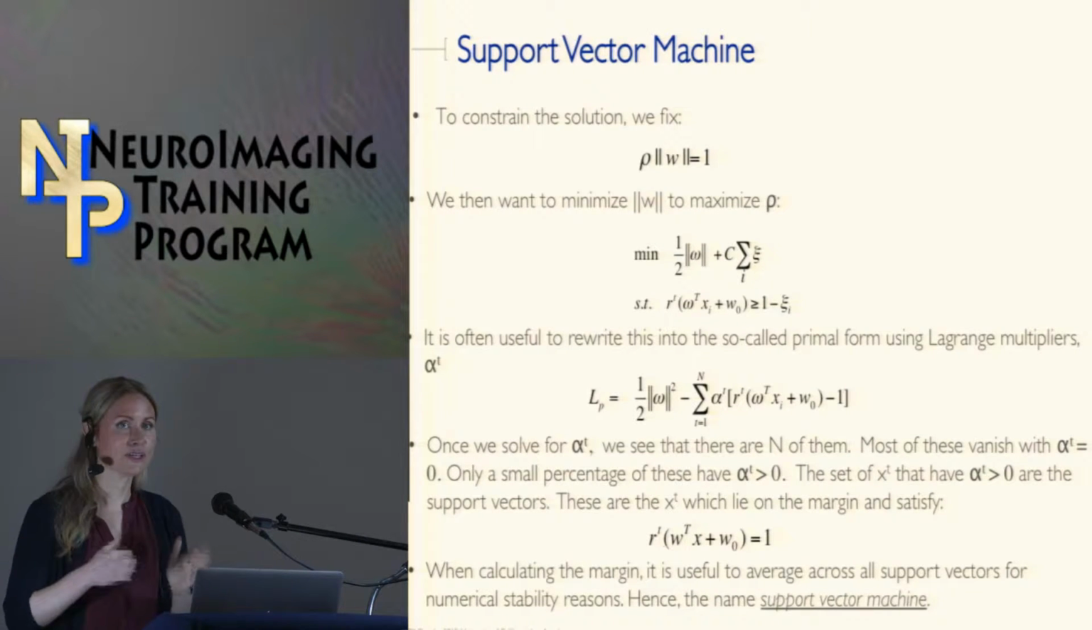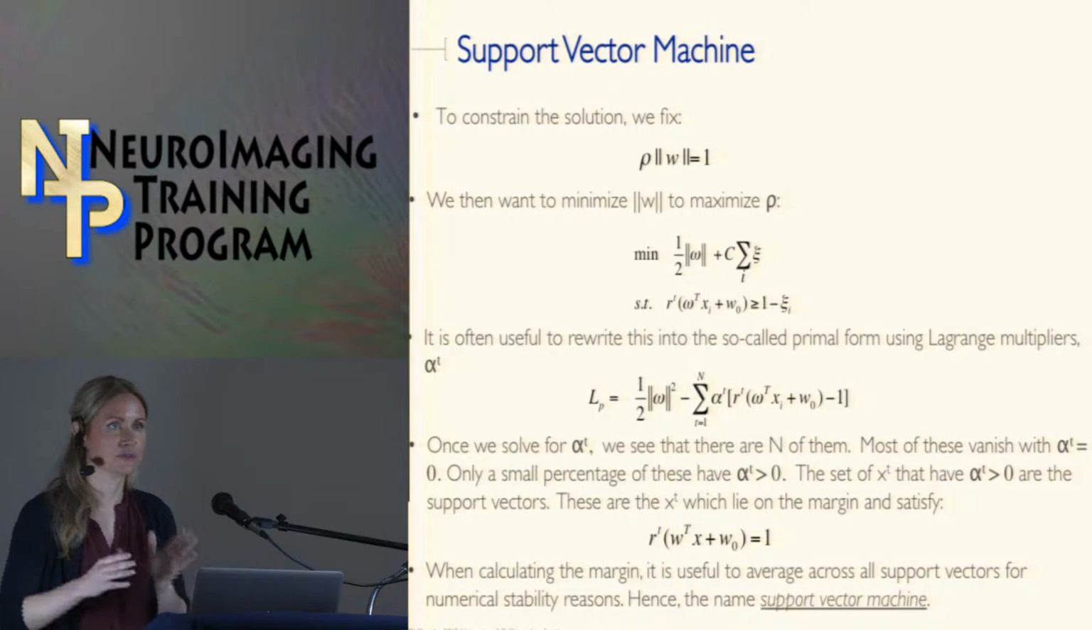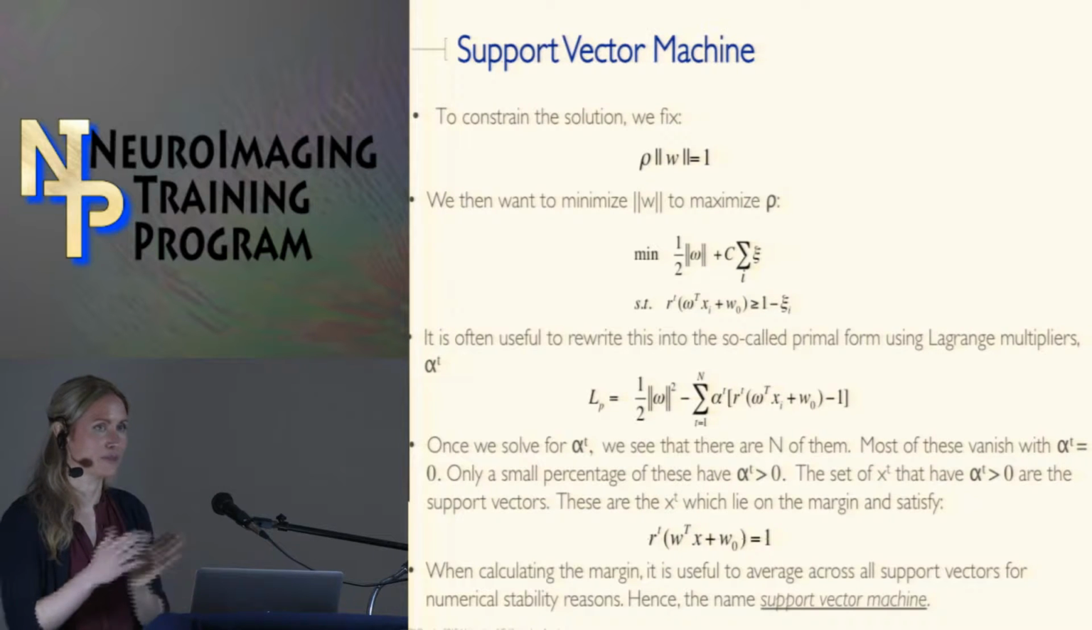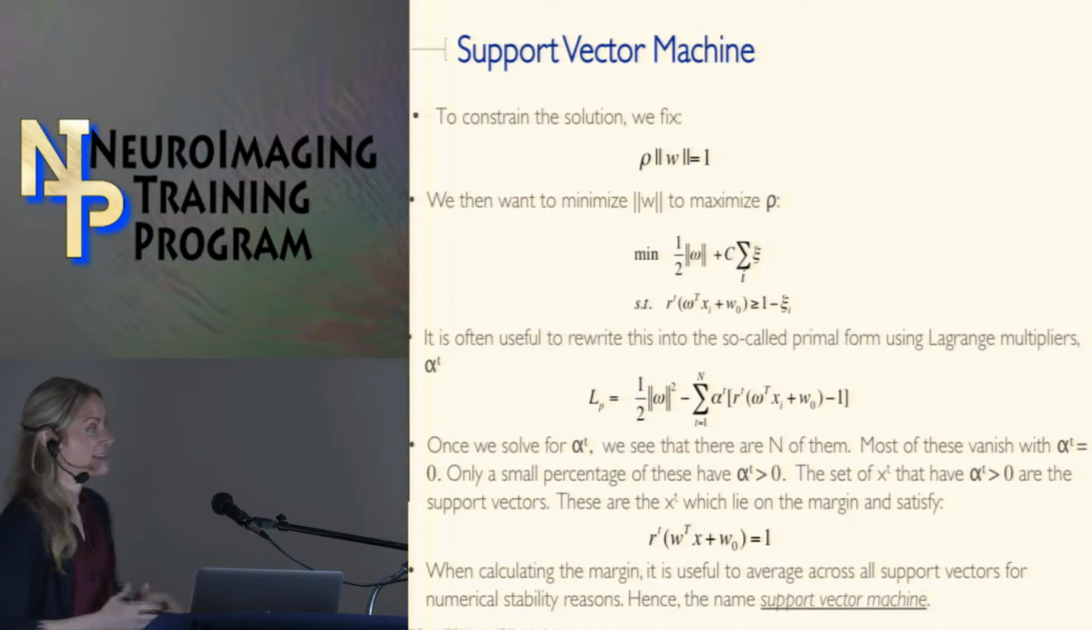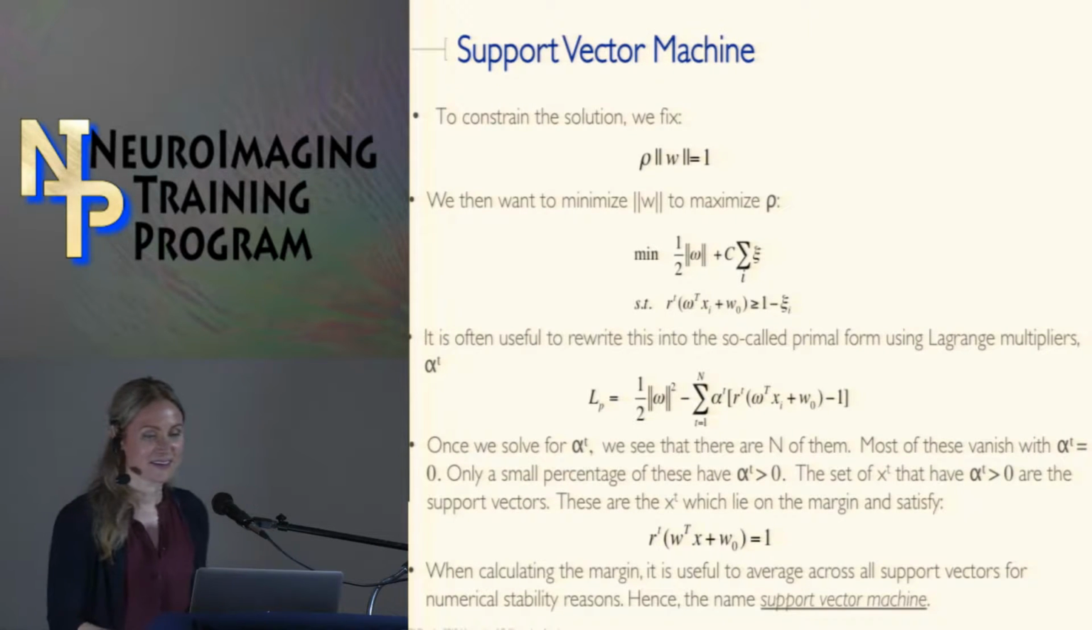So when calculating the actual W vector, it's useful to average across a number of these support vector points and their parameters just for numerical stability. That's why it's called a support vector machine, because it's a machine, I guess, of all of these different points that are the support vectors.